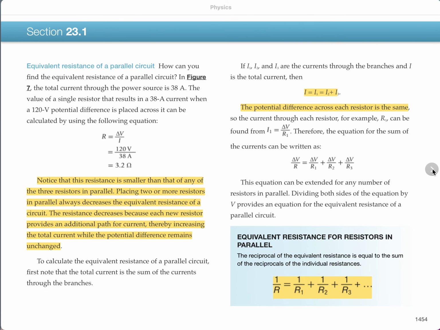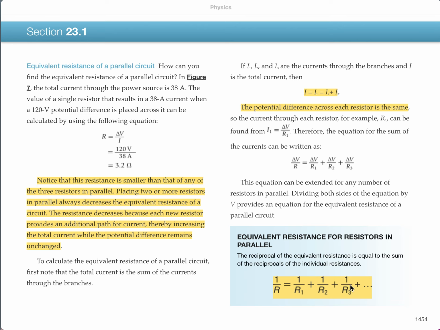Okay, let's talk about equivalent resistance. In this case, let's just look down at the formula. Last time for a series circuit, you just added the resistors. This time, for a parallel circuit, you add the reciprocals. So it's a different formula, and it has a different result.